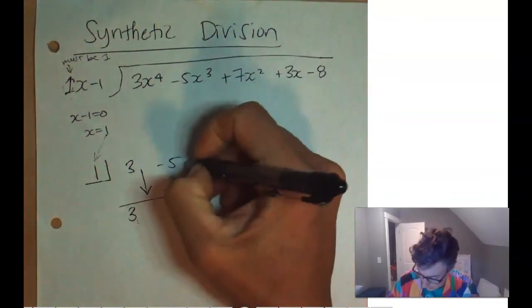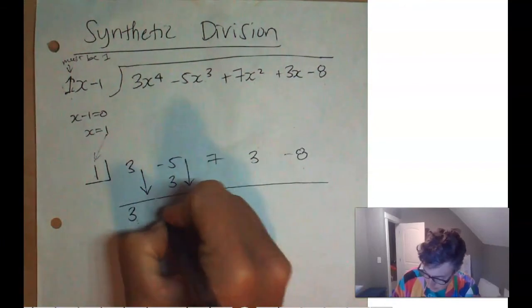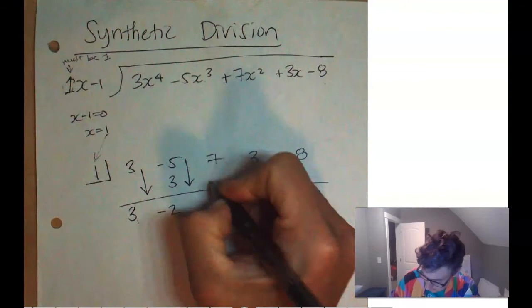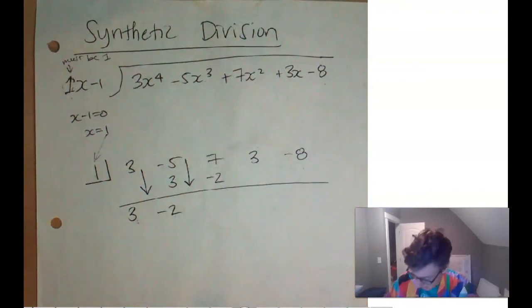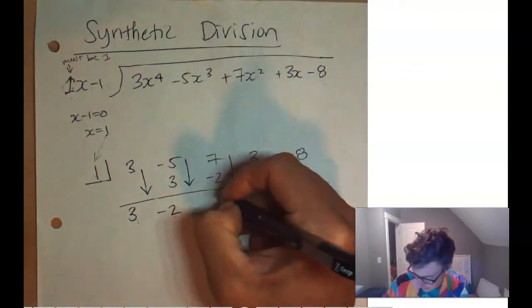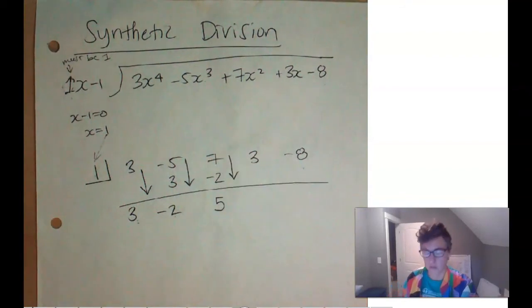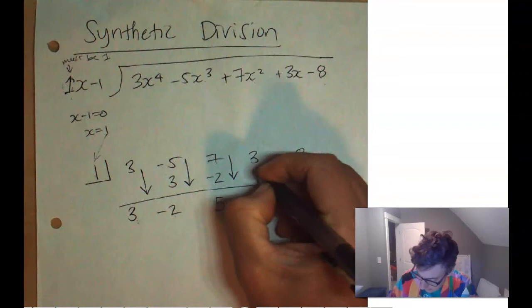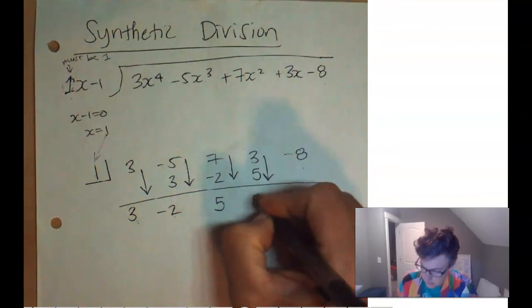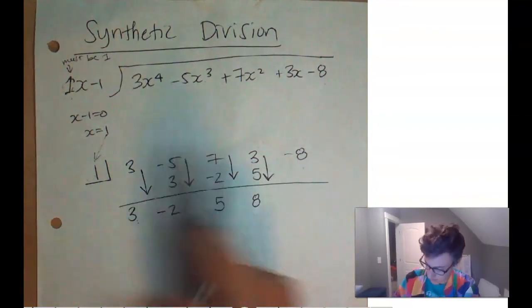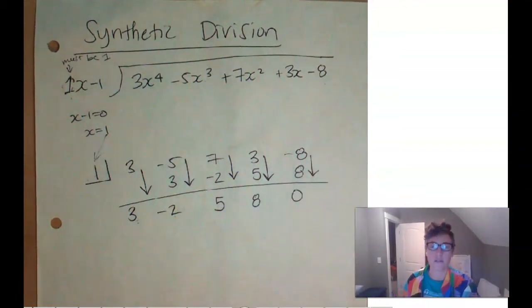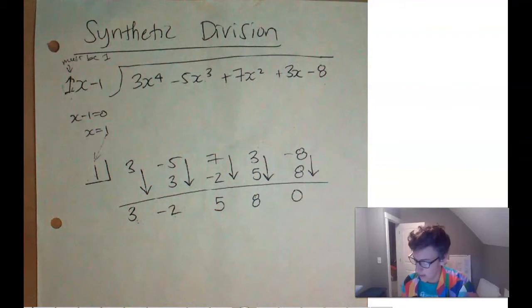Cool. Add straight down, we get -2. Multiply by the number in the box, we get -2. Add straight down, we get 5. Multiply by the number in the box, we get 5. Add straight down, we get 8. Multiply by the number in the box, we get 8. Add straight down, we get 0.